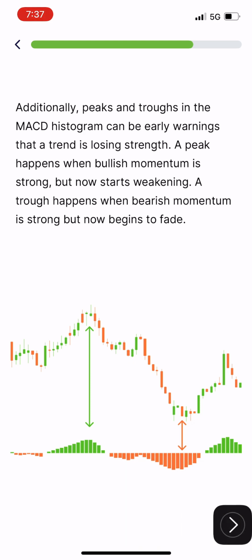Additionally, peaks and troughs in the MACD histogram can be early warnings that a trend is losing strength. A peak happens when bullish momentum is strong, but now starts weakening. A trough happens when bearish momentum is strong but now begins to fade.